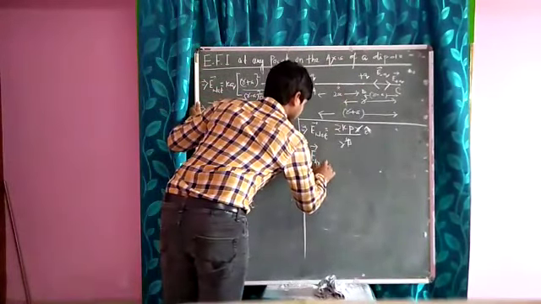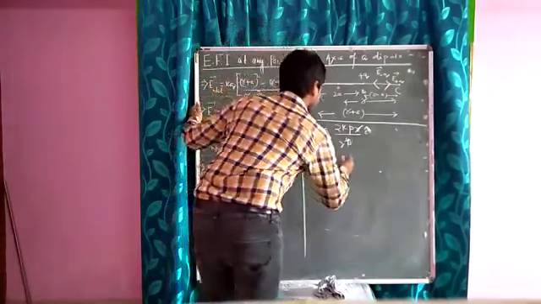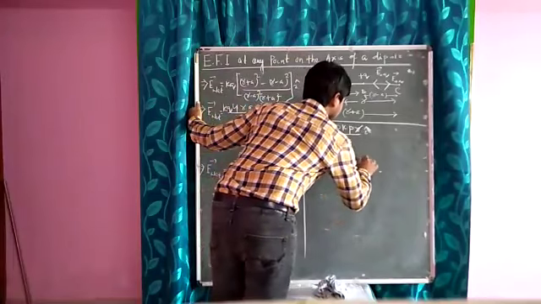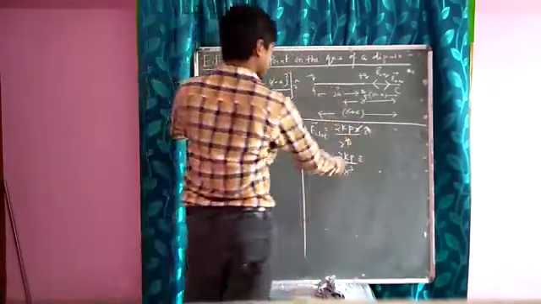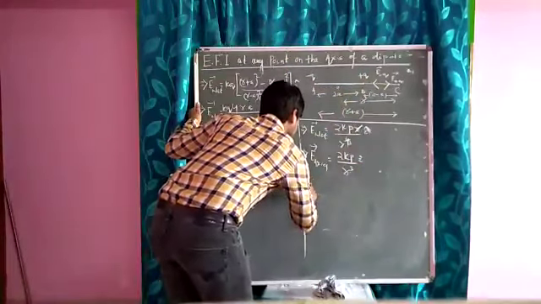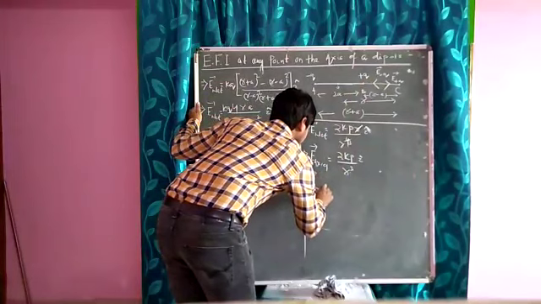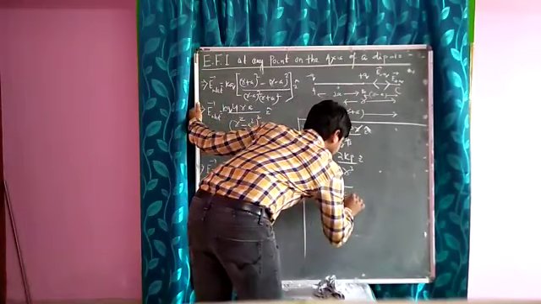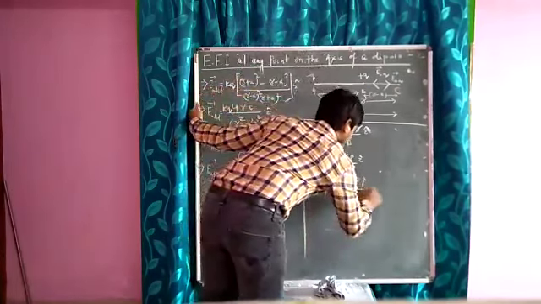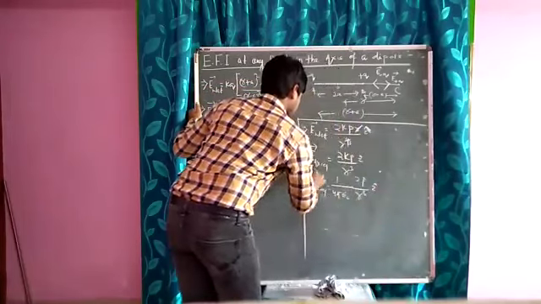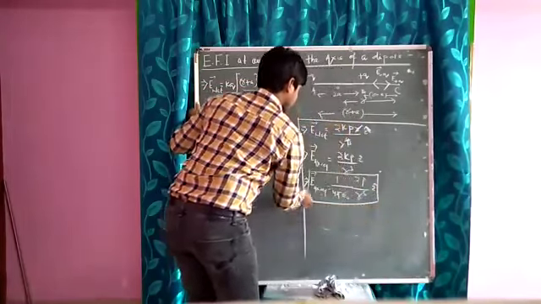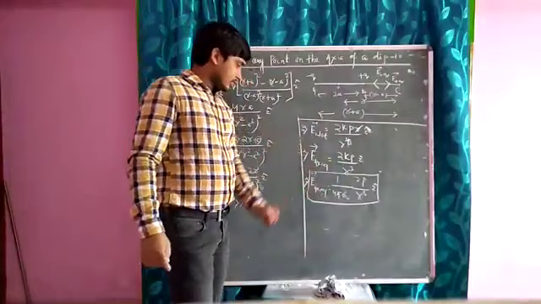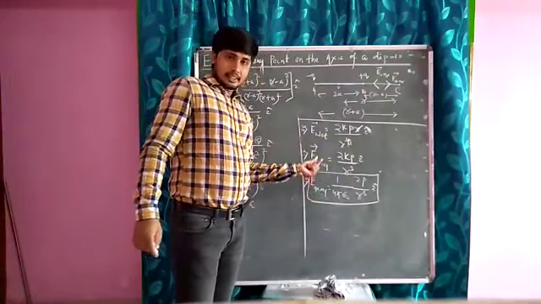E vector axial will be equal to 2kP by R cube into I cap. Or if I put the value of K, then I will write E axial is equal to 1 by 4 pi epsilon naught 2p by R cube into I cap. Is it clear?